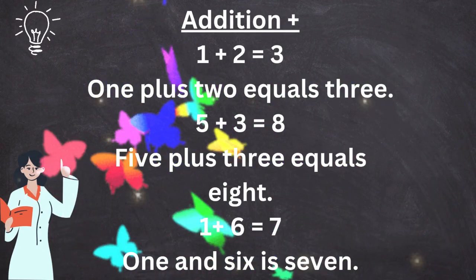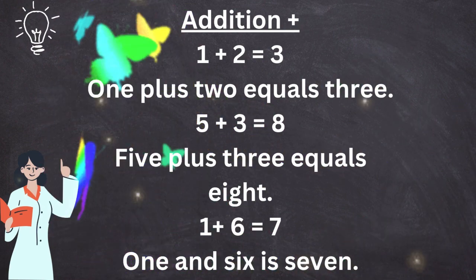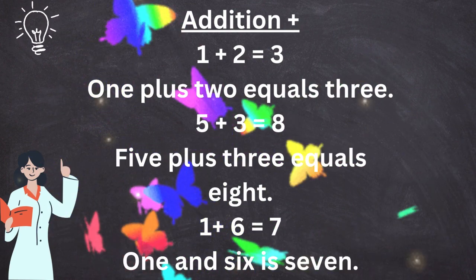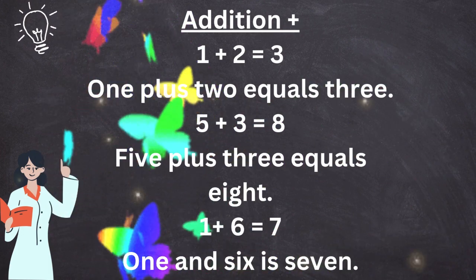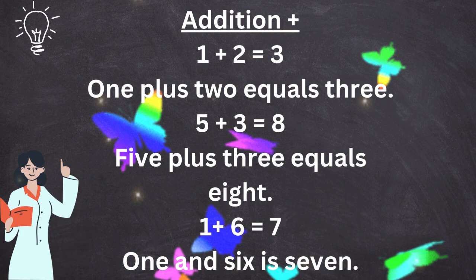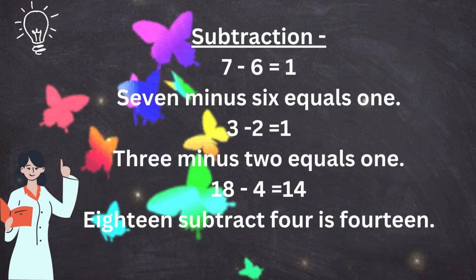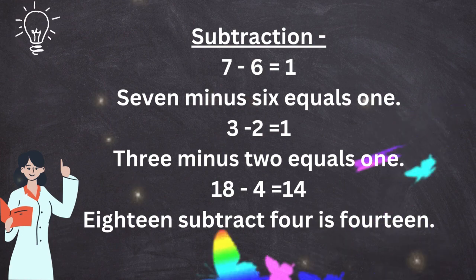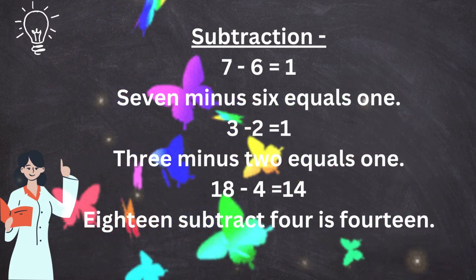Addition. 1 + 2 = 3. 1 + 2 = 3. 5 + 3 = 8. 5 + 3 = 8. 1 + 6 = 7. 1 and 6 is 7. Subtraction. 7 - 6 = 1. 7 - 6 = 1. 3 - 2 = 1. 3 - 2 = 1. 18 - 4 = 14. 18 subtract 4 is 14.